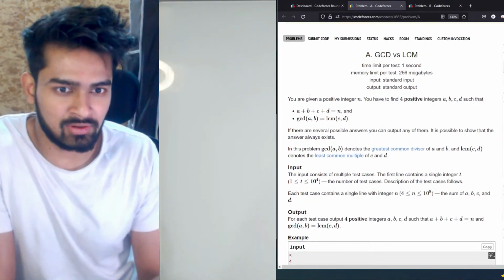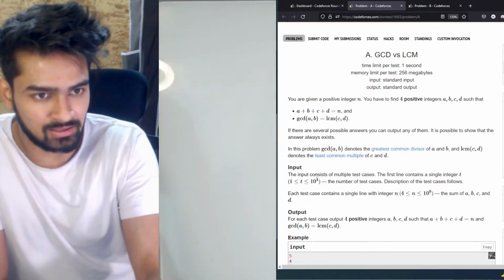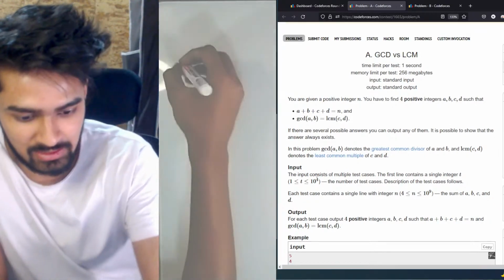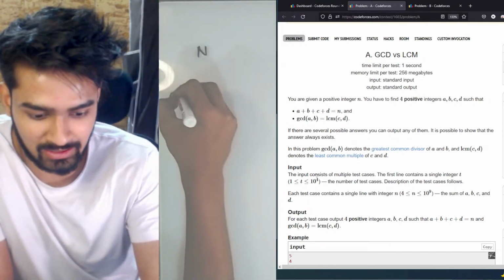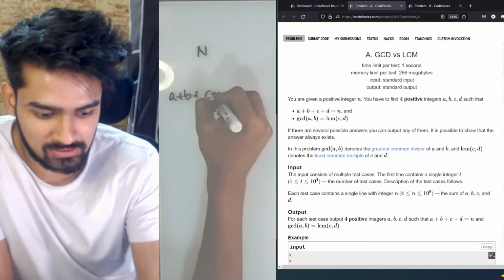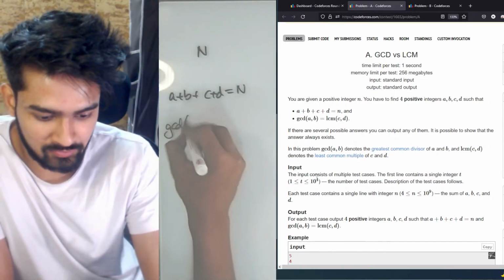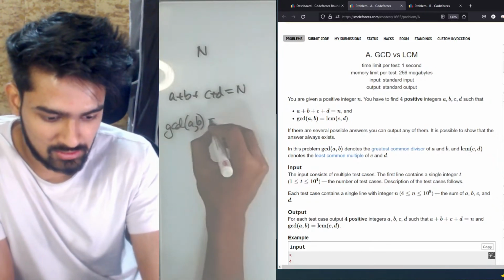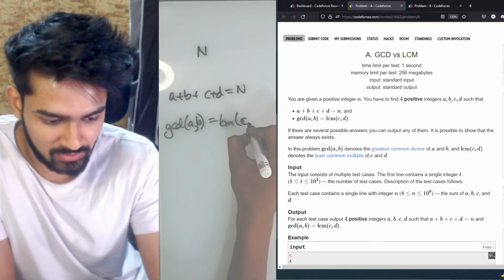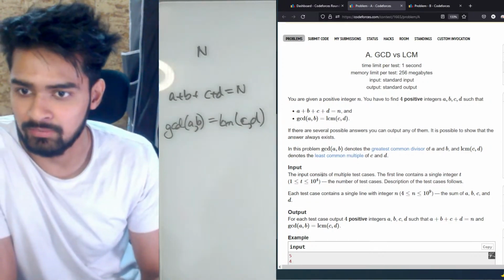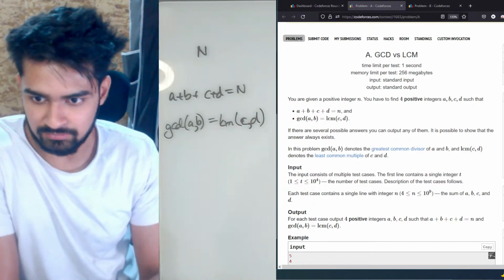Right, let's start with problem A now. You're given a positive integer n. You have to find 4 positive integers A, B, C, and D such that A plus B plus C plus D equals n. So we have an n. We need to find 4 positive integers such that A plus B plus C plus D is equal to n. And the GCD of A, B should be equal to the LCM of C, D. I'm pretty sure the problem was clear to everyone.